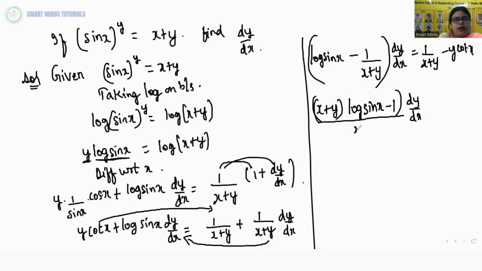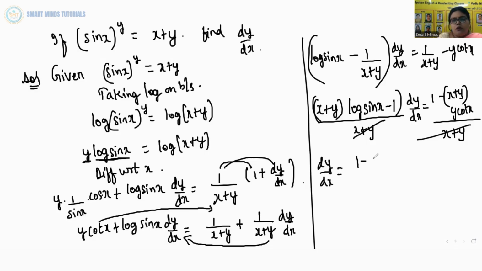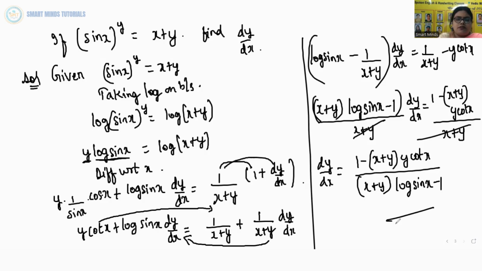Over here you get, over (x plus y), equals 1 minus (x plus y) into y cot x, over (x plus y). The (x plus y) cancels. So we get dy by dx equals (1 minus (x plus y) y cot x) divided by ((x plus y) into (log sin x minus 1)). This is the final answer.